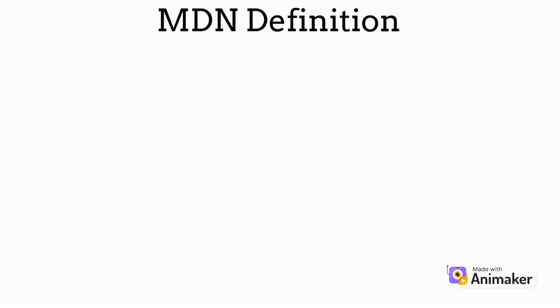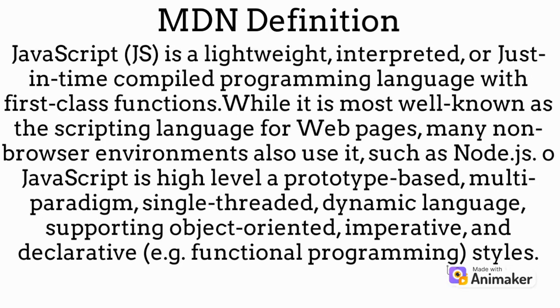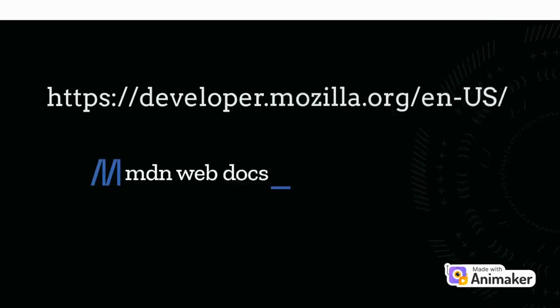So the next topic in today's discussion is the JavaScript definition. As per MDN, this is the JavaScript definition. JavaScript is a lightweight, interpreted, or just-in-time compiled programming language with first-class functions. While it is most known as the scripting language for web pages, many non-browser environments also use it, such as Node.js. JavaScript is a high-level, prototype-based, multi-paradigm, single-threaded, dynamic language supporting object-oriented, imperative, and declarative programming styles.